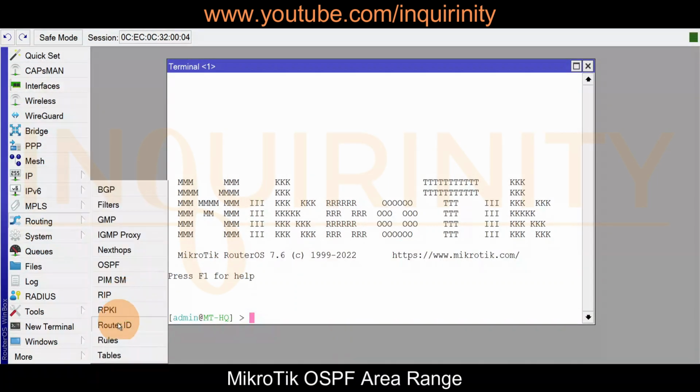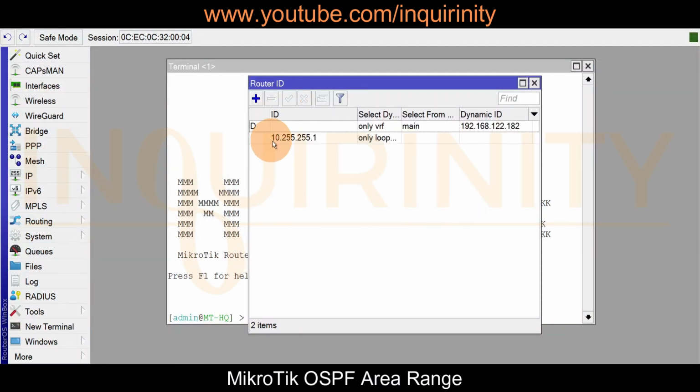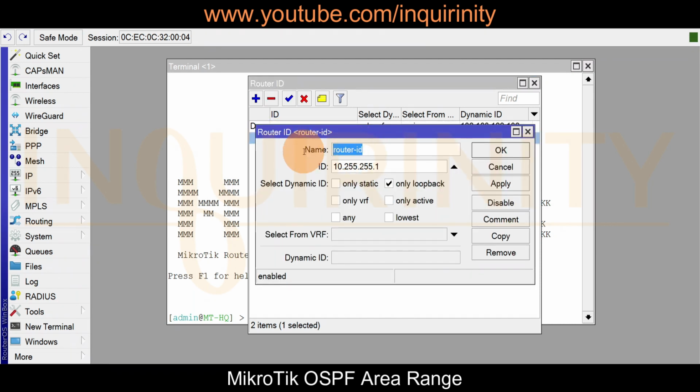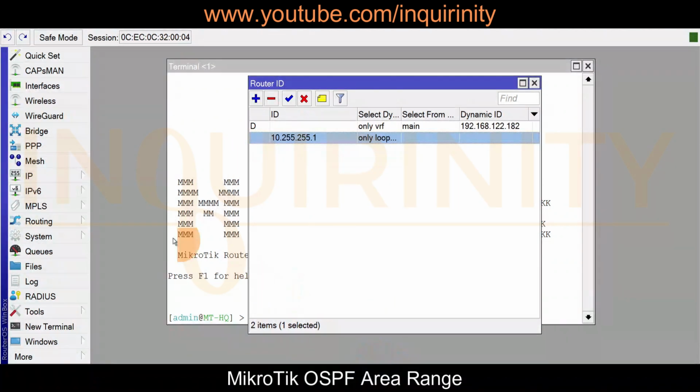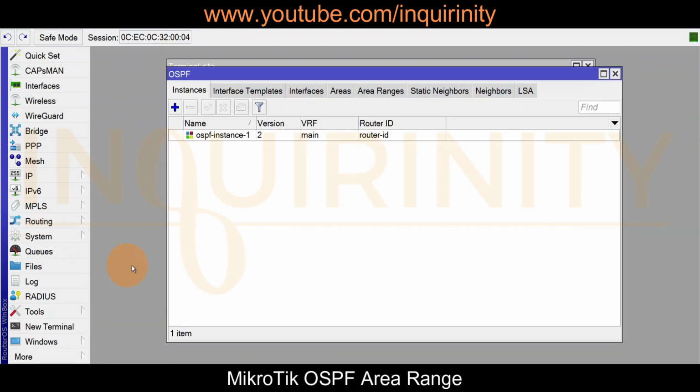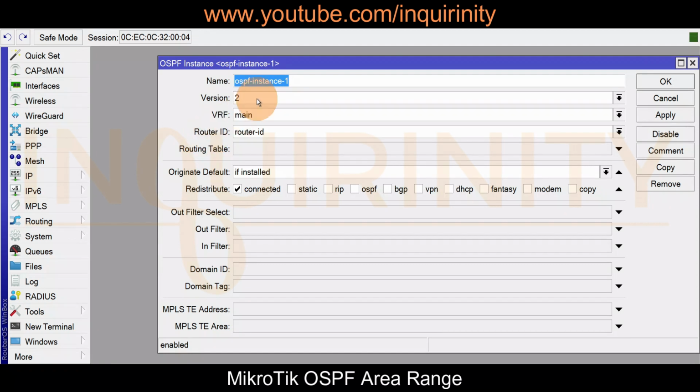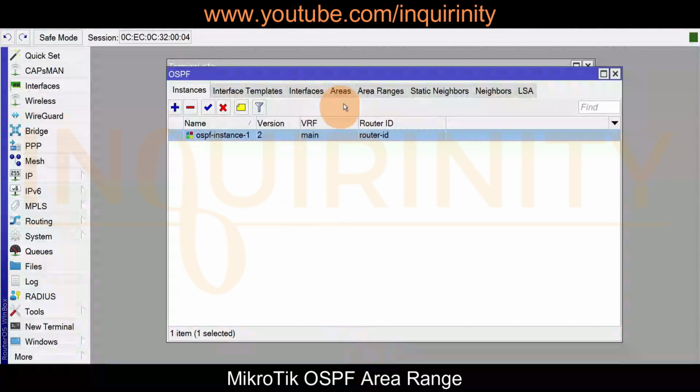So we have the router ID also configured: 10.255.255.1, we name it router-ID, on the loopback interface. As such, if we go to routing OSPF instances, we have our instance configured, version 2, main, and we make use of the router ID. We originate default if installed, so if there is a default route, and we will redistribute anything that is connected. Then we go to areas.